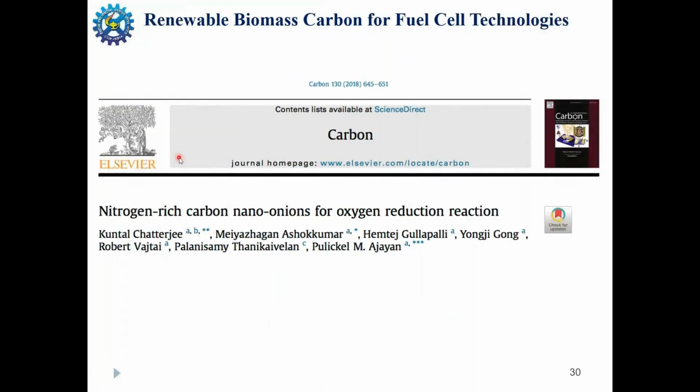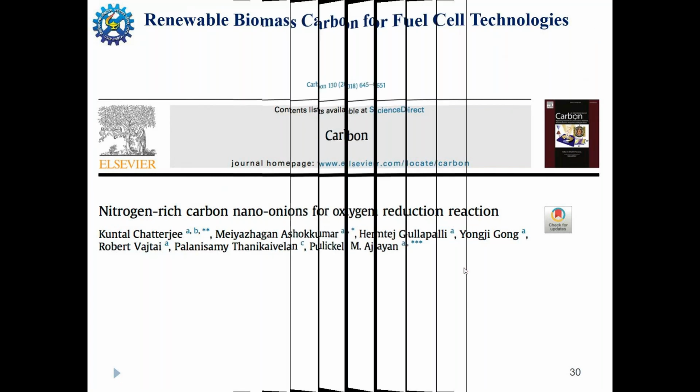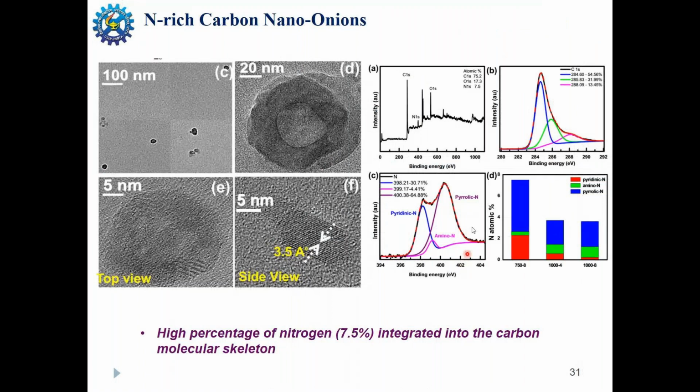So here in this example, we try to generate nitrogen-rich carbon nano-onion for fuel cell technologies, like for the oxygen reduction reaction, ORR reaction. So we try to make a high percentage of nitrogen in the carbon skeleton. So here again, we subjected the trimming waste, and we maintain the temperature so that we get more nitrogen and we get the onion-like structures.